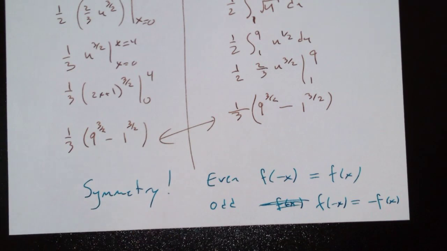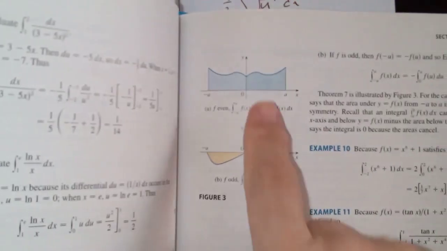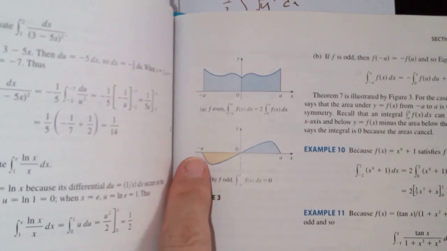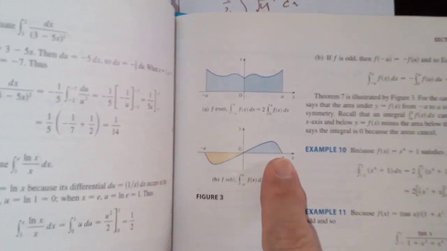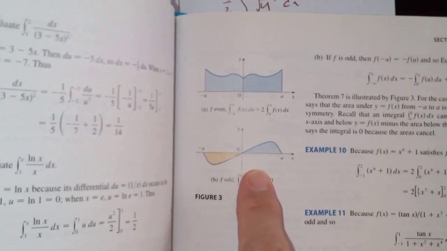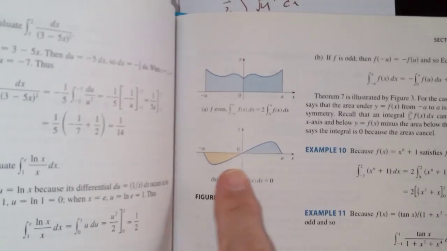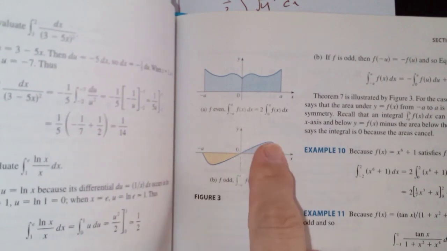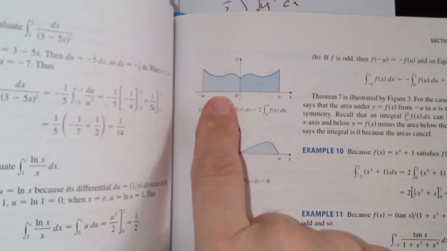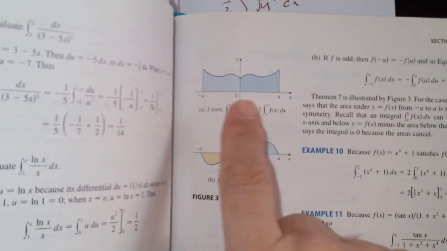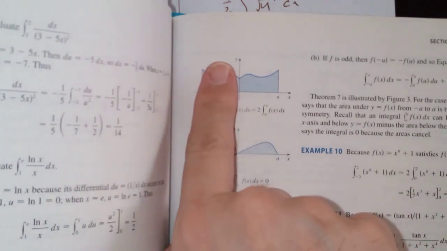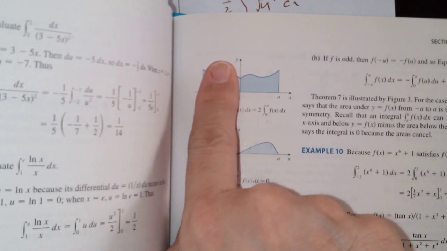Pictures. Even, odd. If I am going from minus A to A, what happens in this picture? What's the total area in this picture? 0. Because the area on the left is negative and the area on the right is positive. If I'm going from minus A to A in this picture, the area on the left is exactly the same as the area on the right. So I could just cut it in half and multiply by 2.